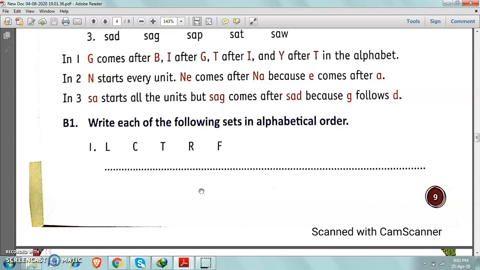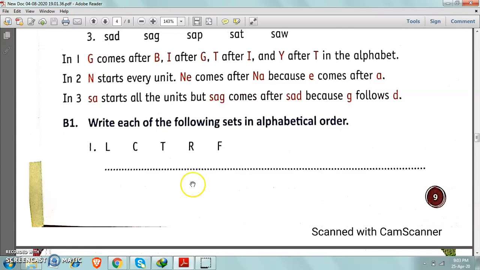Children, today I am starting from the leftover part of the exercise of lesson 2, Chuk Chuk. I hope you have done the work which I gave you in the PDF, the exercise of lesson number 2, part A1. Now we are going to start part B1, in which you are to write the letters or the words as per their alphabetical order.